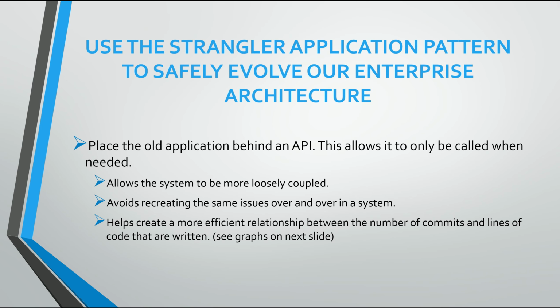Alright, so this next slide here, we need to use the Strangler application pattern to safely evolve our enterprise architecture. As I said in the beginning, we need to place the old applications behind an API, and then we would be able to call it back when needed. The reason for doing this is it allows the system to be more loosely coupled, so it's not so tight. It avoids recreating the same issues over and over in the system, and it helps create a more efficient relationship between the number of commits and lines of code that are written. And there's a graph on the next slide that illustrates that pretty clearly.